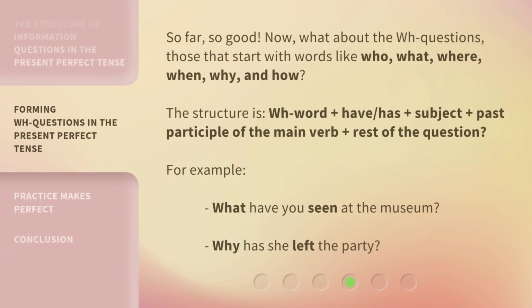So far, so good. Now, what about the WH questions, those that start with words like who, what, where, when, why, and how? The structure is WH word plus have/has plus subject plus past participle of the main verb plus rest of the question. For example, what have you seen at the museum? Why has she left the party?